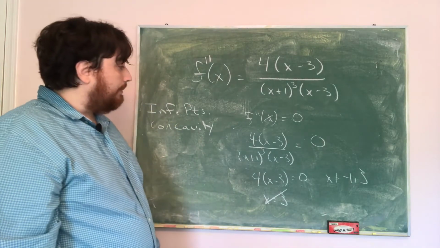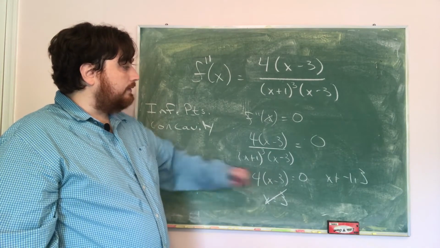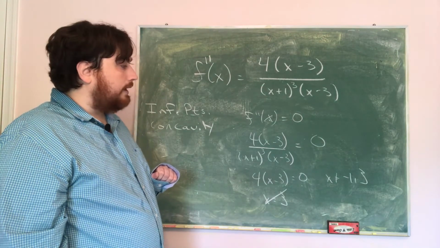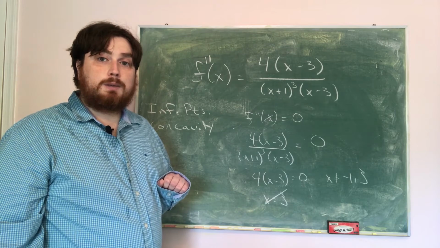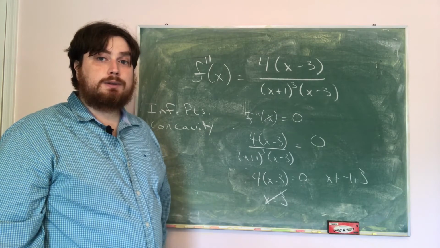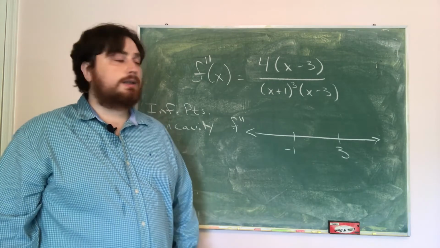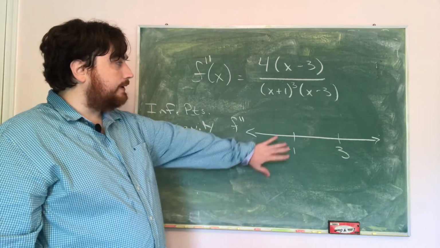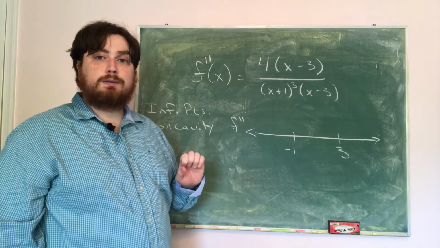Now, what that means is that I only have the partition points at negative 1 and 3. So now I'm ready to make my number line for my second derivative. Now, as I find my number line for my second derivative, I just want to pick points in each of these intervals and plug them into the second derivative.